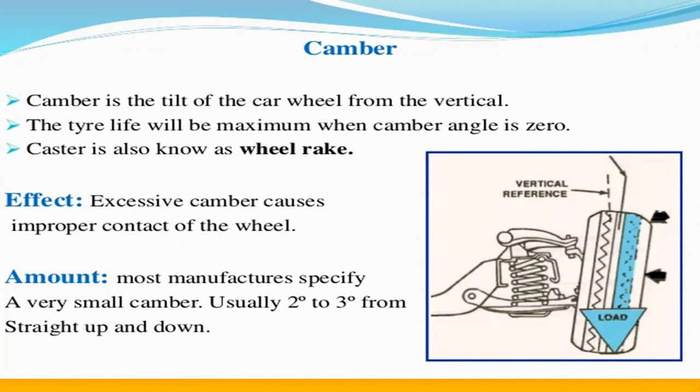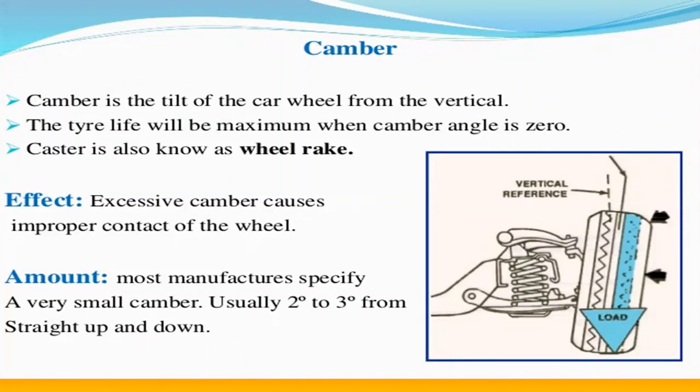Okay, so let us see what camber is. Camber is the tilt of the car wheel from the vertical, and the tire life will be maximum when the camber angle is 0. When we place the camber angle at 0, the tire life will be at maximum.